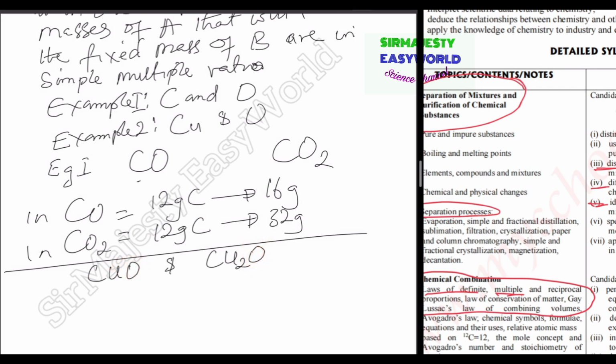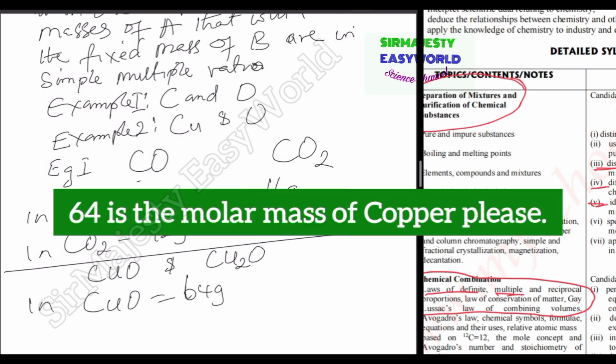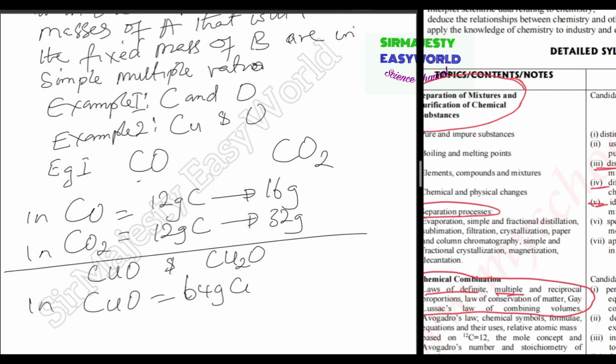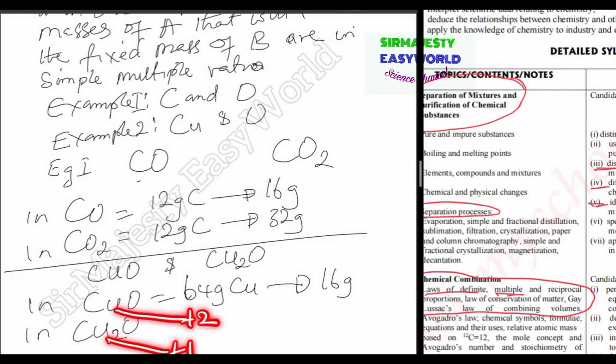Okay, so let's do it like we did in the other one. In CuO, what happened? 64 grams. 64 is the molar mass of copper, to be given to you in the exam. 64 grams of copper combined with 16 grams of what? Oxygen. And then in copper 1 oxide, sorry, remember Cu2O is copper 1, not copper 2, please. The oxidation state of copper here is plus 1, while the oxidation state of copper in the other is plus 2. That makes you a chemist.